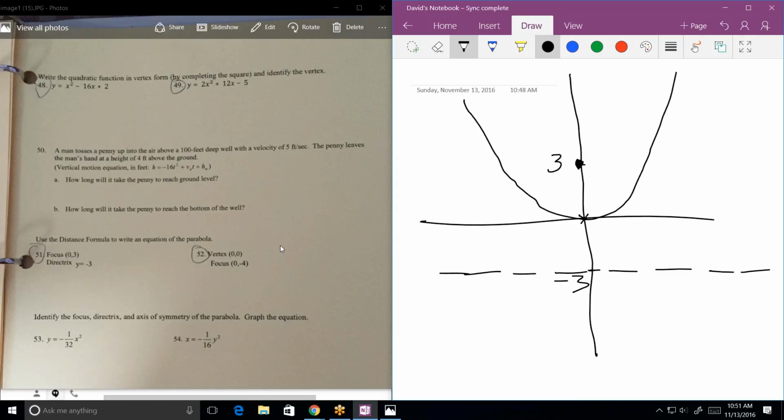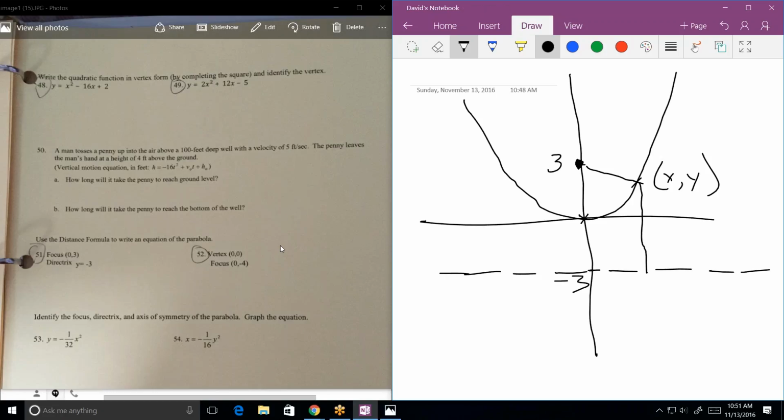Now it says use the distance formula to write an equation of the parabola. Well, let's put a point right there, and we're going to call that point x, comma, y. Now, the definition of a parabola is that every point on the parabola is the same distance from the focus as it is from the directrix.